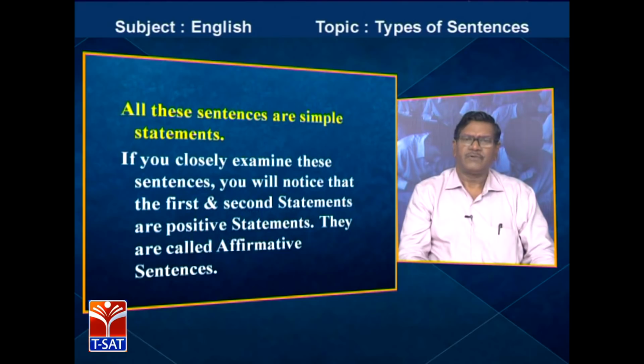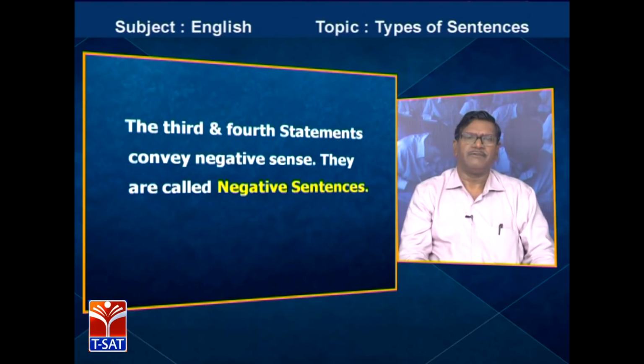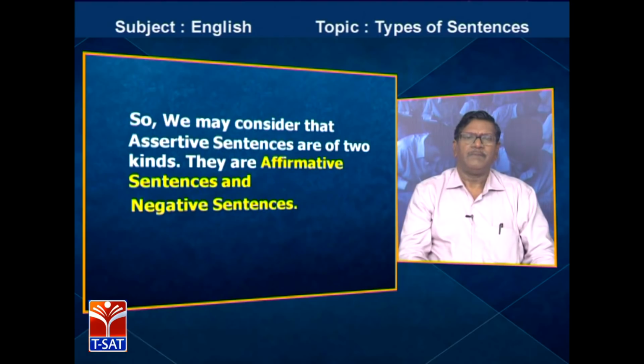If we closely examine these sentences, you will notice that the first and second statements are positive statements, and they are called affirmative sentences. So, affirmative sentences are nothing but positive statements. Similarly, the third and fourth statements convey negative sense. So, there is negativity. They are called negative sentences. We may consider that assertive sentences are of now two kinds.